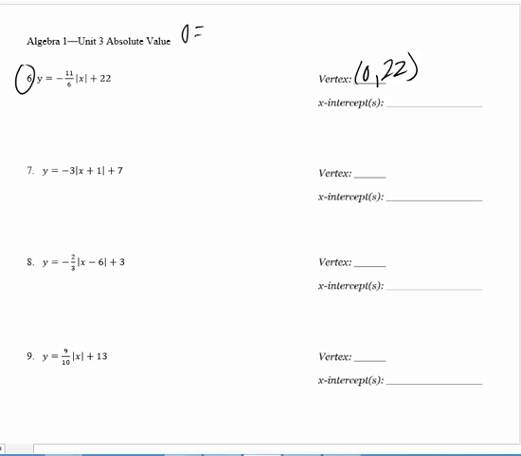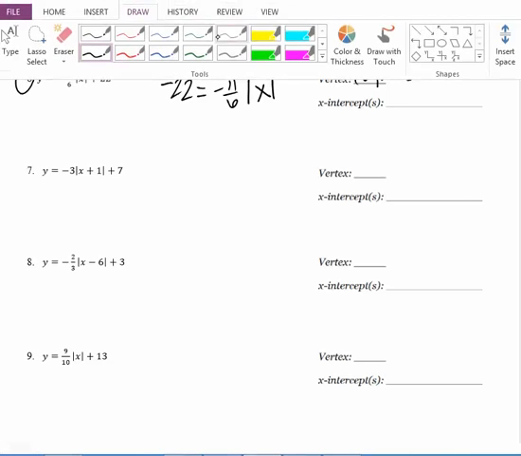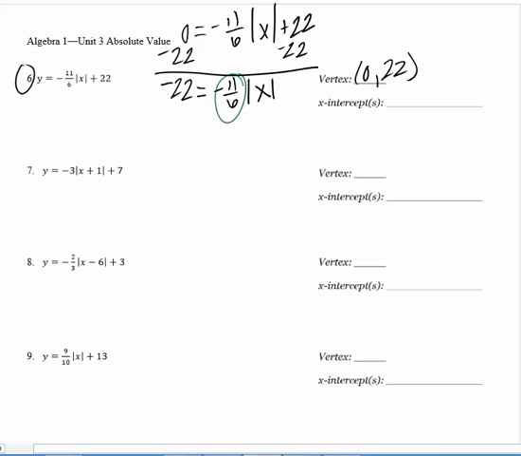So to find the x-intercept, we'll substitute 0 in for y. So we'll get 0 equals negative 11 over 6 times the absolute value of x plus 22. Subtract 22 from both sides. So we get negative 22 equals negative 11 over 6 times the absolute value of x. Now here it appears to be, oh wait, it equals a negative number. But we haven't fully isolated yet. We need to move that negative 11 over 6. So we're not fully done yet.